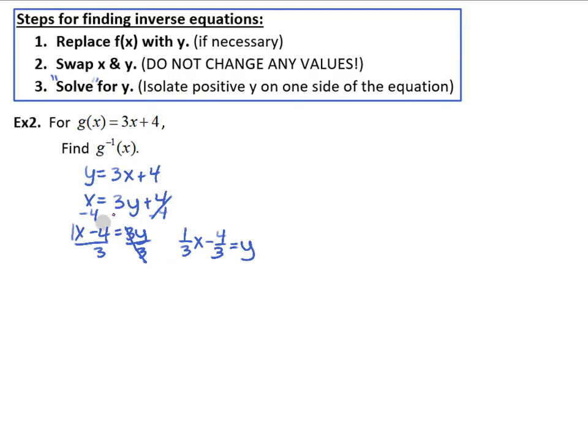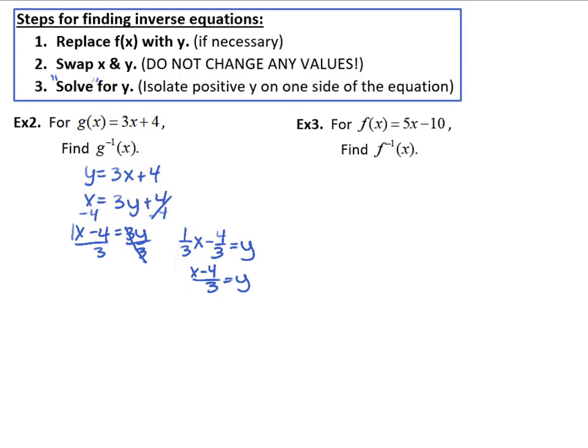However, if you're plugging in values, the version we had over here, which was (x minus 4) all over 3 equals y, these are both acceptable values. They're both correct inverses here. This just looks more like y equals mx plus b form. So good to know that we can have either one.